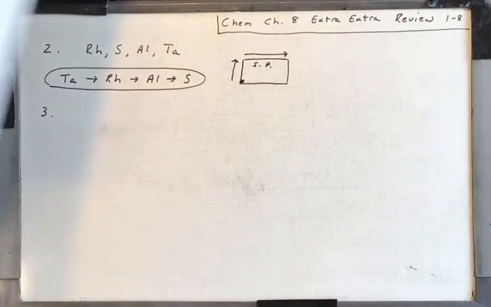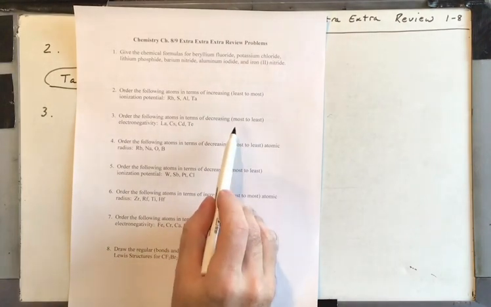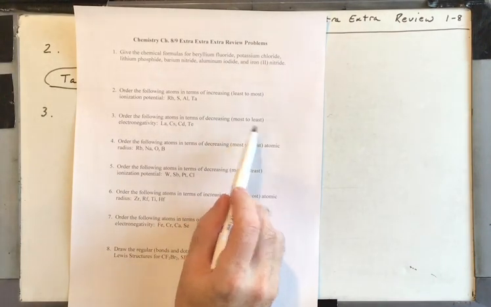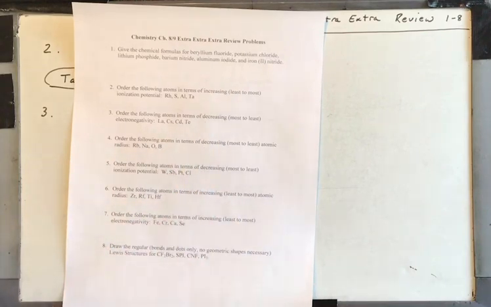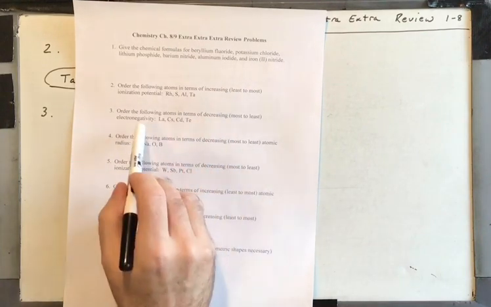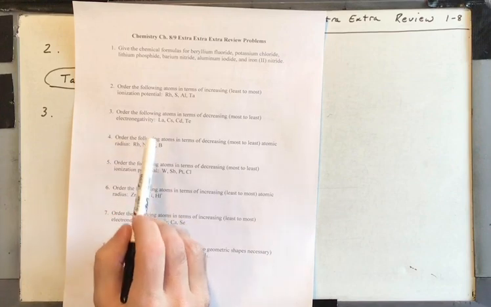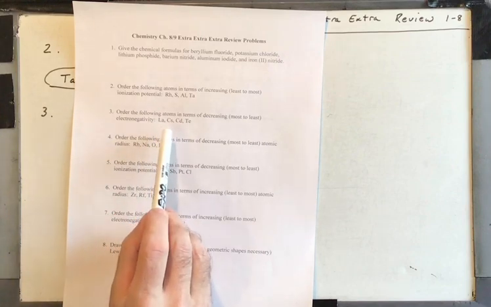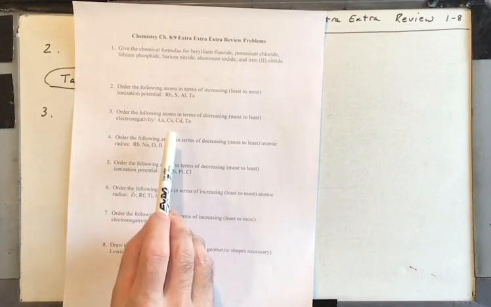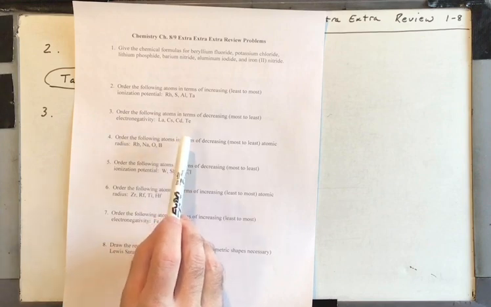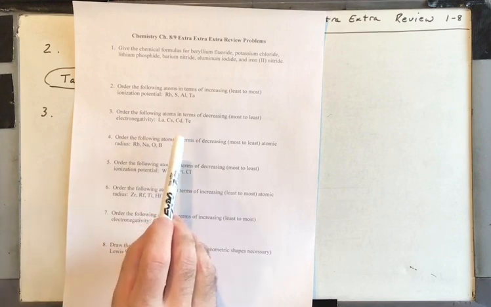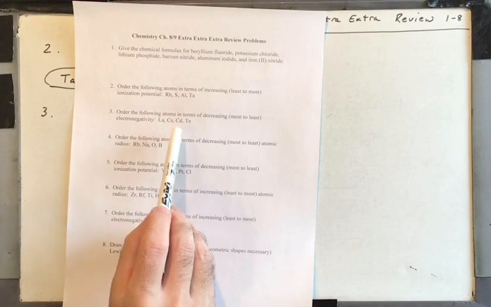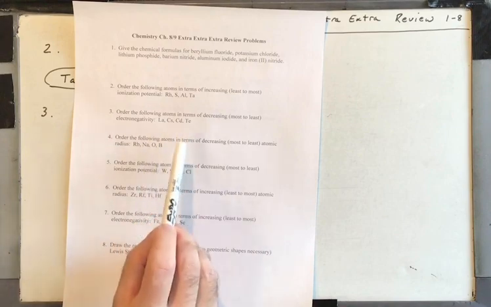All right, number 3 says, order the following in terms of decreasing. So that's the most to the least. You got to read the question carefully. Decreasing electronegativity. So electronegativity is, basically think of it as the desire for another atom's electrons. How much do they try to gain another atom's electrons?